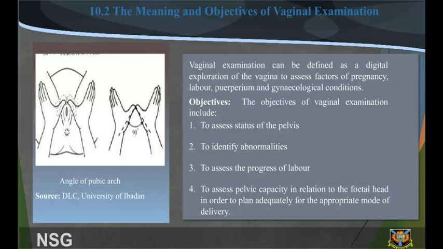The meaning and objectives of vaginal examination. Vaginal examination can be defined as a digital exploration of the vagina to assess factors of pregnancy, labor, perioperium, and gynecological conditions. Objectives. The objectives of vaginal examination include to assess status of the pelvis, to identify abnormalities, to assess the progress of labor, to assess pelvic capacity in relation to the fetal head, in order to plan adequately for the appropriate mode of delivery.